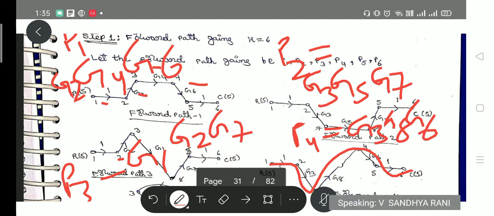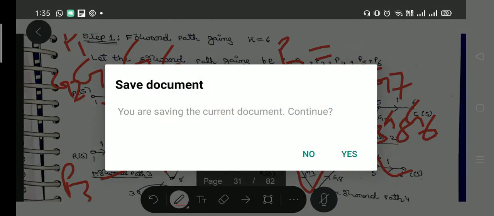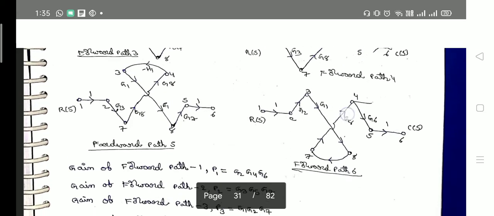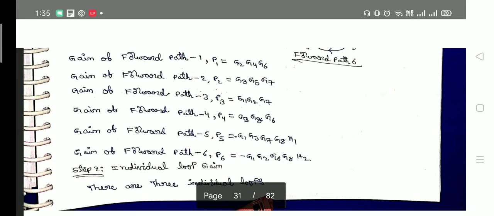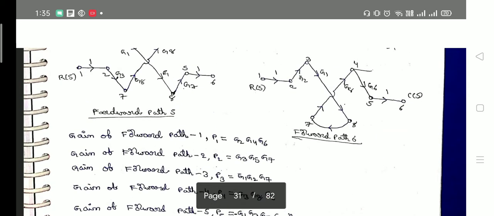Same way we can find forward path gain 5 and 6. Forward paths 5 and 6 can also be written. That is minus G1, G3, G7, H8, G8, H1 as forward path 5 gain, and forward path gain 6 is minus G1, G2, G6, G8, H2, from this forward path, right? These are the forward path gains from this signal flow graph.